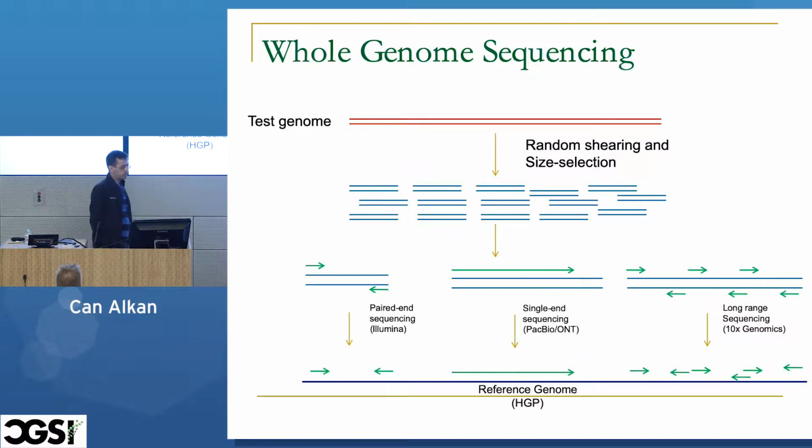Then we either sequence in paired ends using Illumina, or we sequence longer. We generate longer reads using PacBio or Nanopore, or we can sequence in shallow depth using linked-read sequencing, which I'm going to call long-range sequencing. The typical example is 10x Genomics.